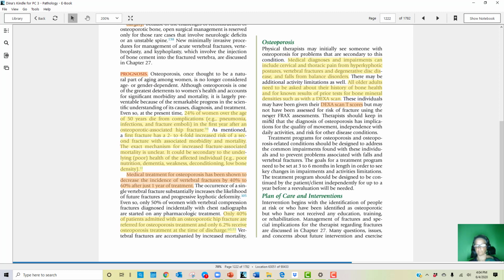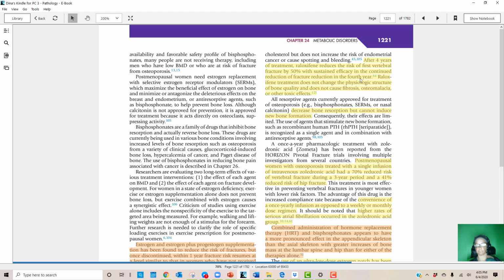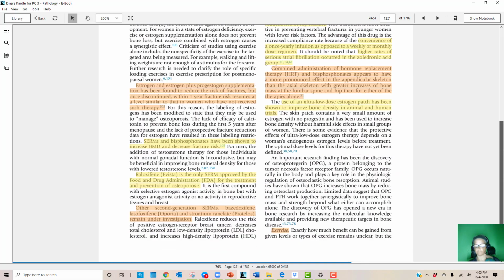Therapists should keep in mind that the diagnosis of osteoporosis has implications for the quality of movement, independence with daily activities, and risks for other disease conditions. Treatment programs for osteoporosis and osteoporosis-related conditions should be designed to address the common impairments found with these individuals and to prevent problems associated with falls and vertebral fractures. The goals for a treatment program need to be set at 3 to 6 months in length in order to see key changes in impairments and activities limitations. The treatment program should be designed to be continued by the patient-client independently for up to a year before a re-evaluation will be needed.